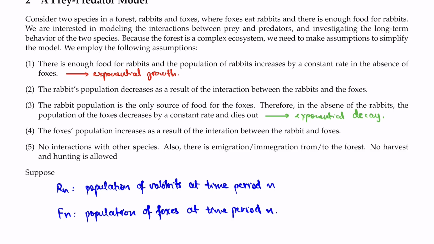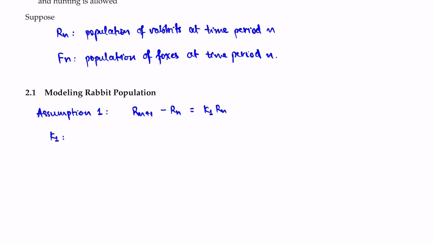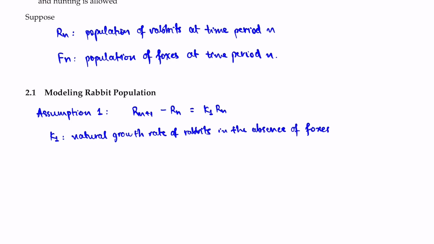All right. So to build up the model for the rabbit population, I'm going to start with assumption 1. Again, assumption 1 is that we assume there is enough food for rabbits, and the population of rabbits increases by a constant rate in the absence of foxes. So from assumption 1, we say that the change in the population, R sub n plus 1 minus R sub n, is going to increase at a constant rate of k1 times R sub n, where k1 is the natural growth rate of rabbits in the absence of foxes. And as usual, we're going to assume that k1 is greater than 0. We want to have a positive growth factor.